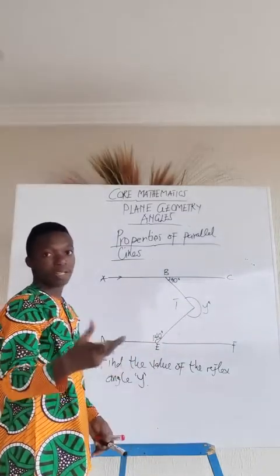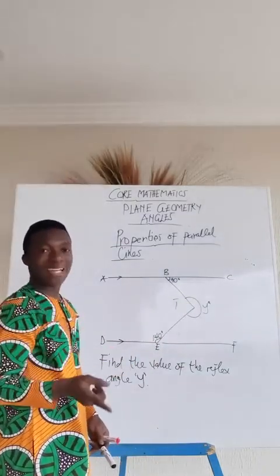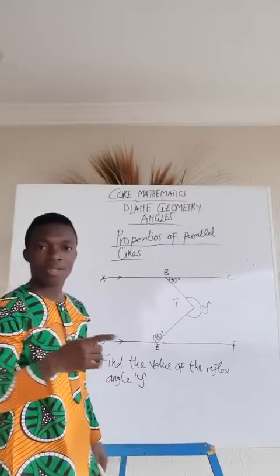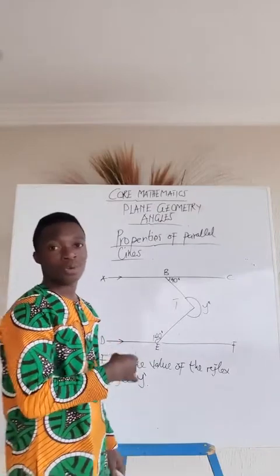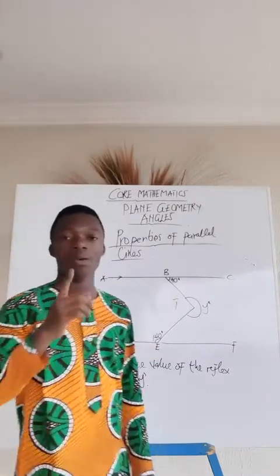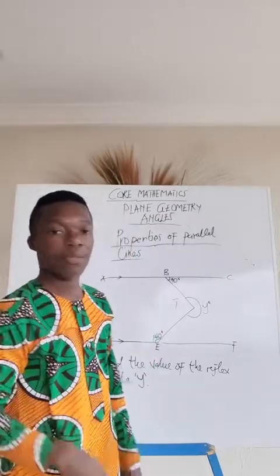So reflex angles are greater than what? 180 degrees, but less than 360. I think we didn't talk about this, right? Okay, so now you know. Reflex angles are those angles that are greater than 180 degrees but less than 360 degrees.